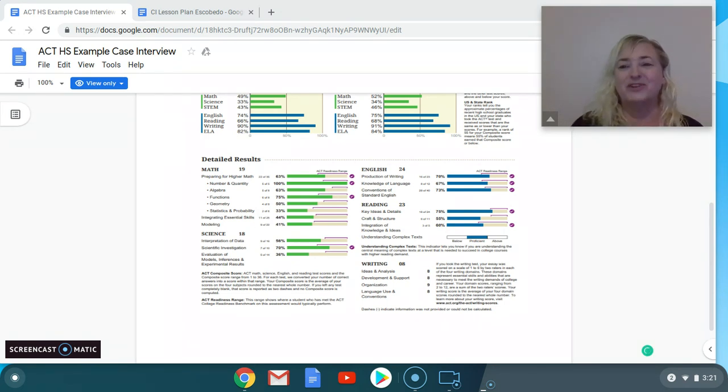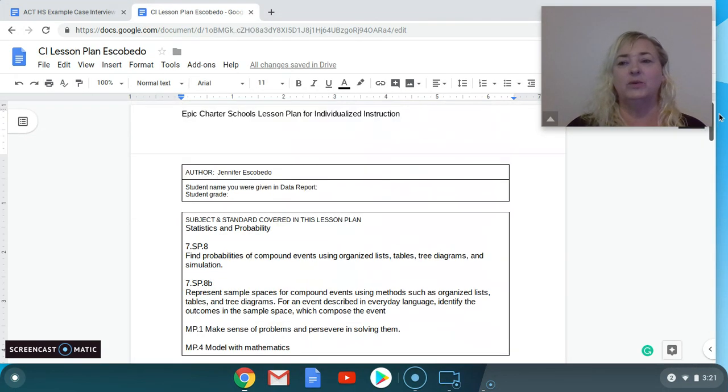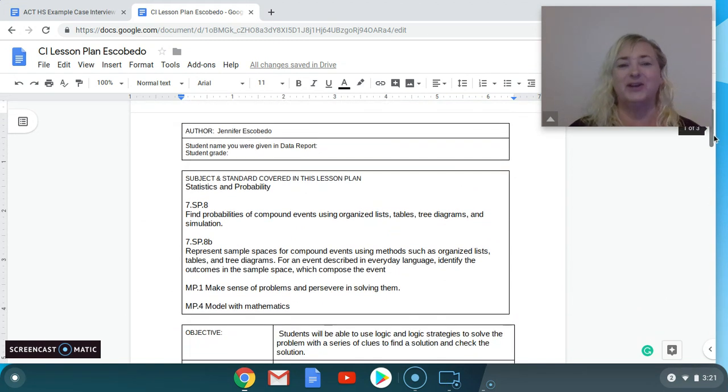But for today, we're going to focus on statistics and probability in math. In the lesson, we will focus on these standards under statistics and probability. Your student will have the opportunity to use logic and logic strategies to solve problems with a series of clues to find a solution and check that solution.